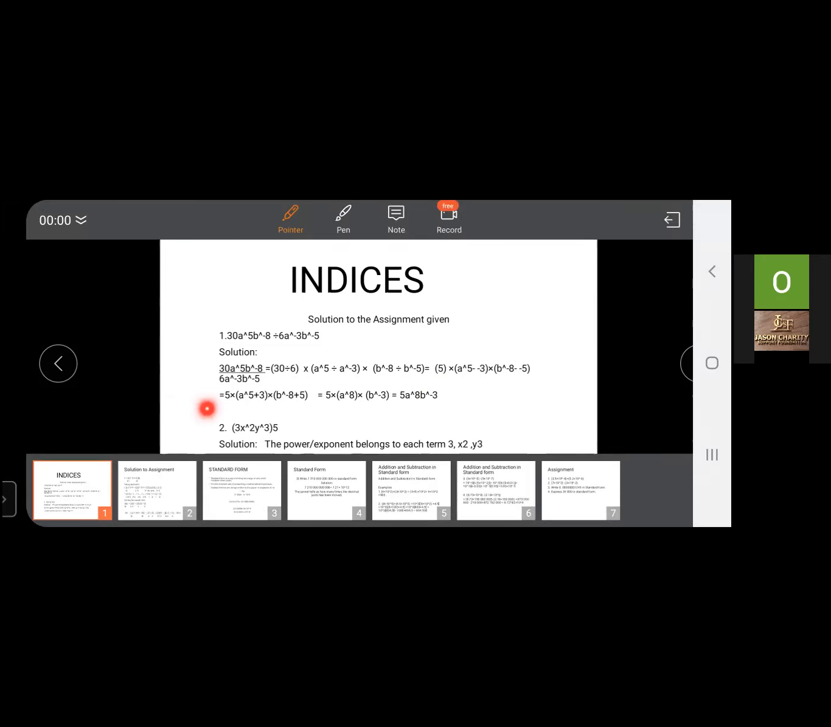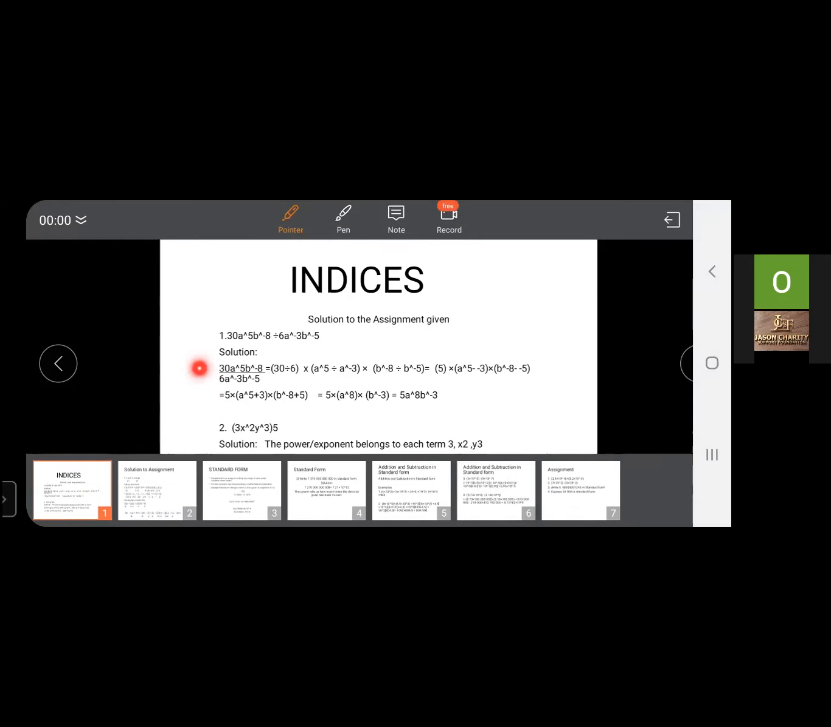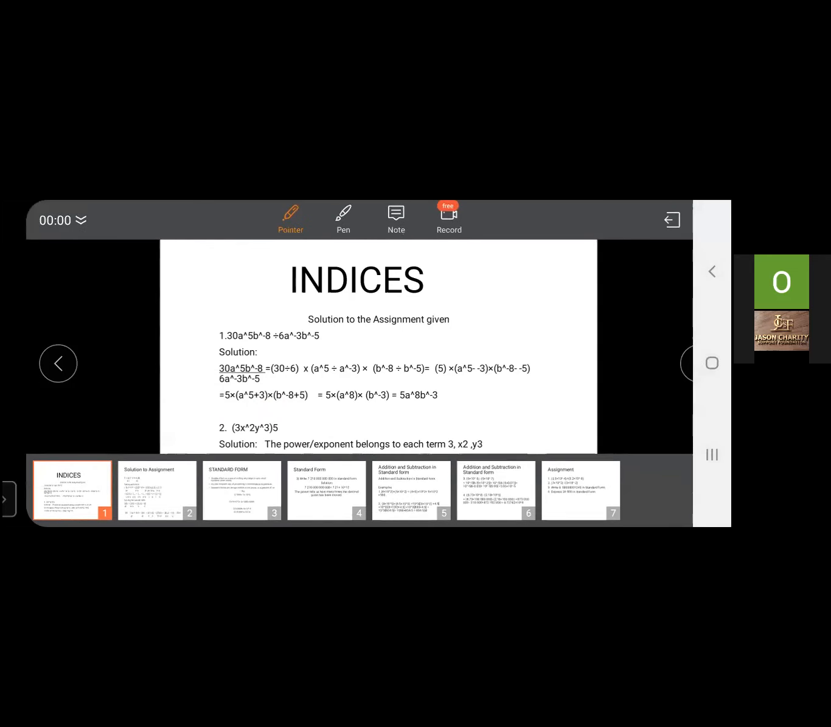The second question says 3x raised to power 2, y raised to power 3, all raised to the power of 5. Now, to solve this, the first thing we must note is that the power of 5 outside the bracket belongs to each of the terms inside the bracket.